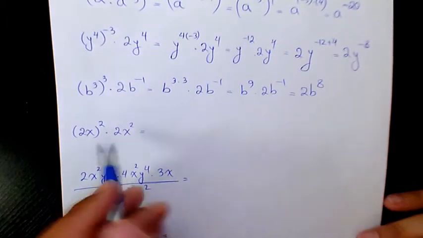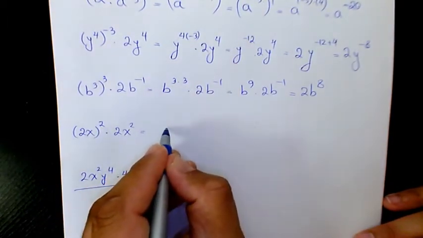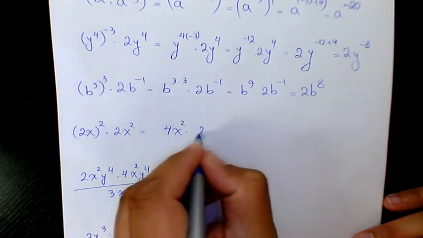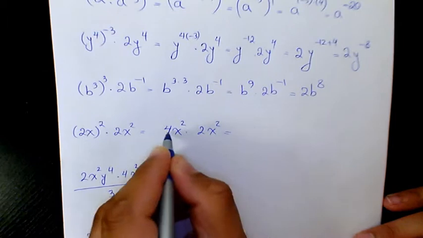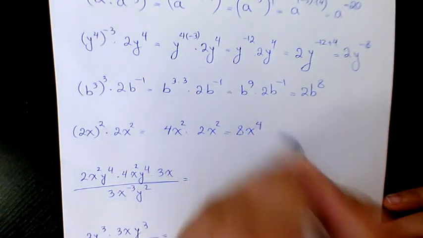Next one, 2x to the power of 2 times 2x squared. So it's going to be 4x squared times 2x squared. So it's going to be 4 times 2, 8. x to the power of 2 plus 2 is going to be x to the power of 4.